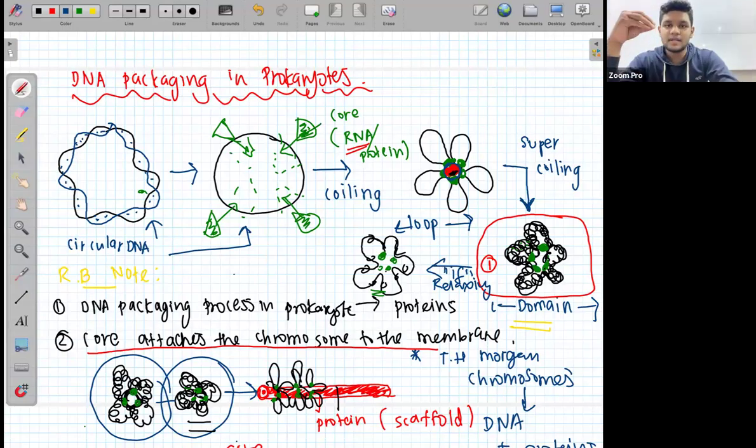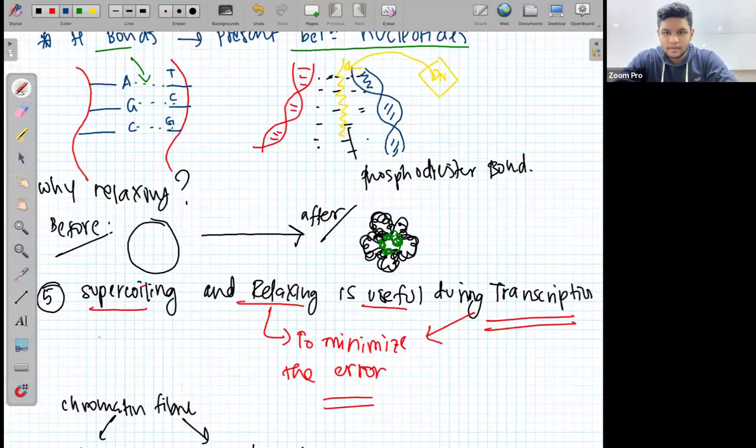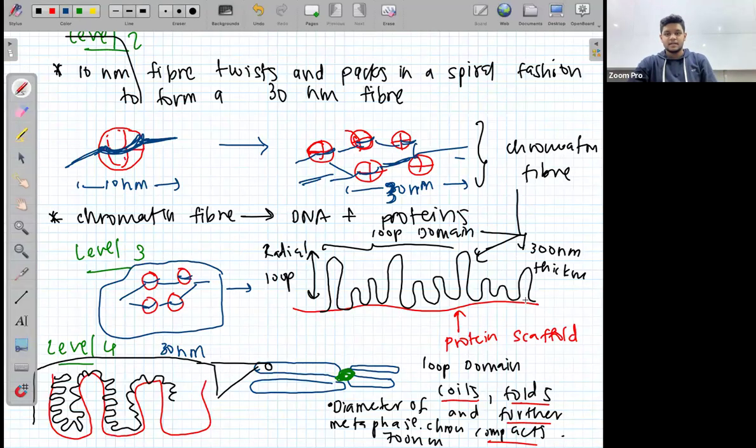Level 3, the chromatin fiber forms loops called loop domains attached to the protein scaffold. This is the protein scaffold, the red part. Those are radial loops. They have a thickness of 300 nanometers.